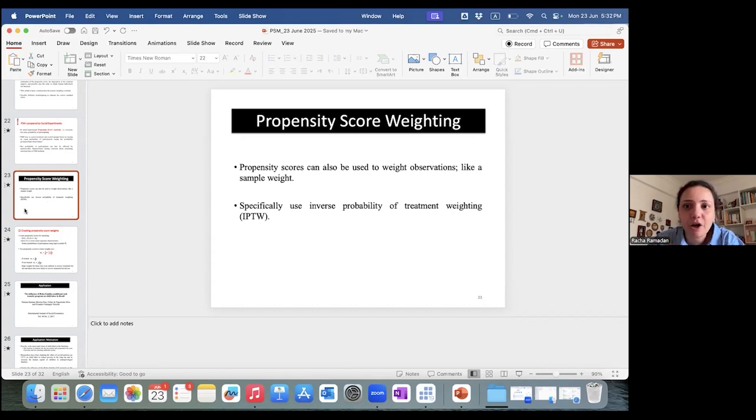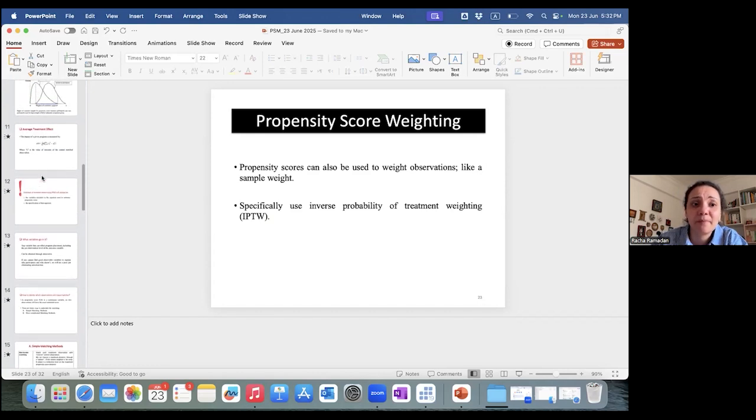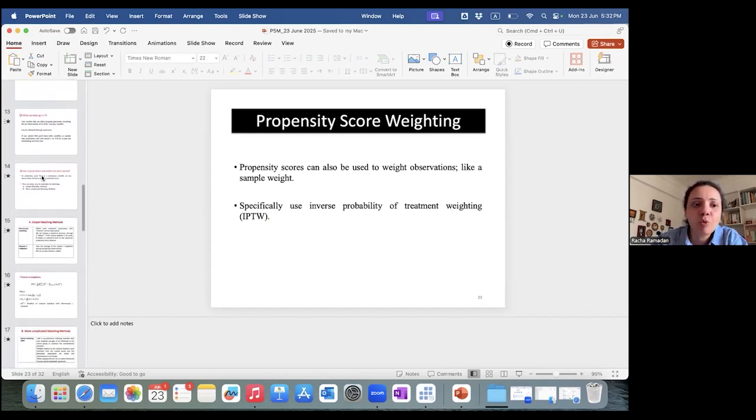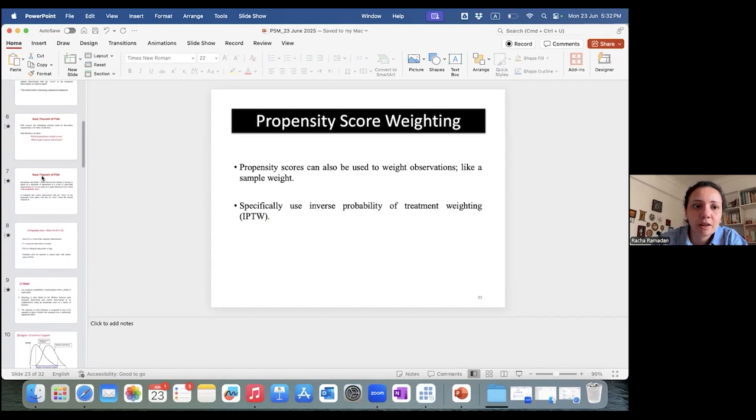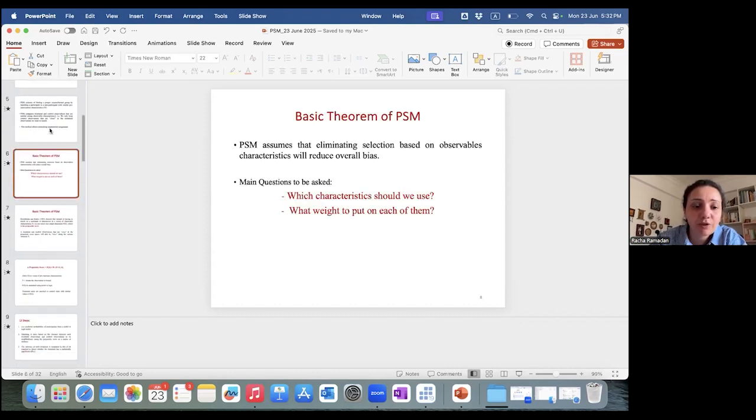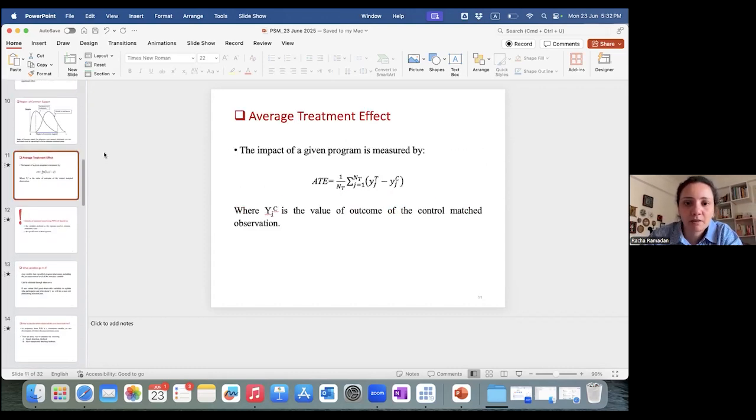So whether your outcome variable is continuous or binary will make a difference. But if you use the PSM method directly to calculate the average treatment effect, yes, this, your Y, it will depend on your Y.